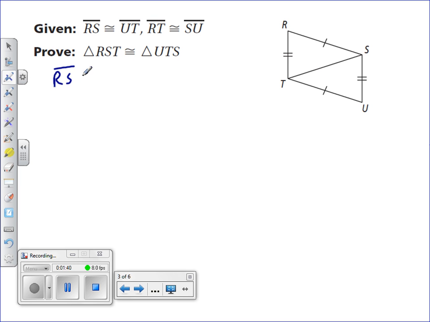So RS is congruent to UT. RT is congruent to SU. They're both given. Okay, so we should only have to write down two more lines. What would be a good thing to write next?